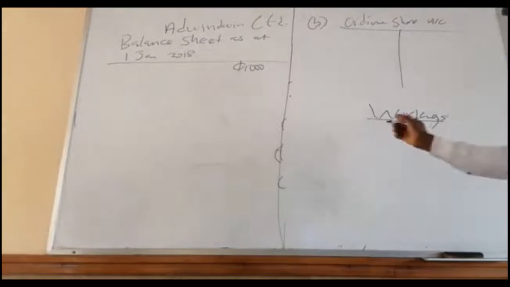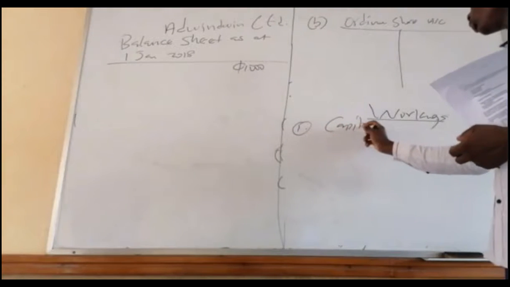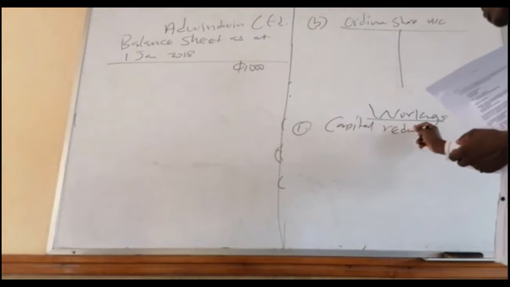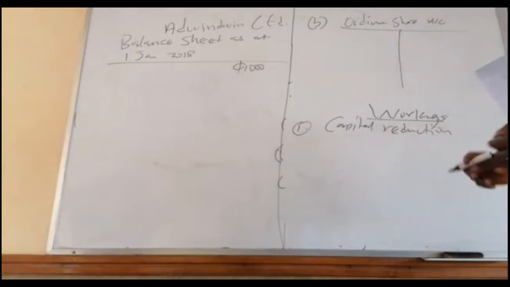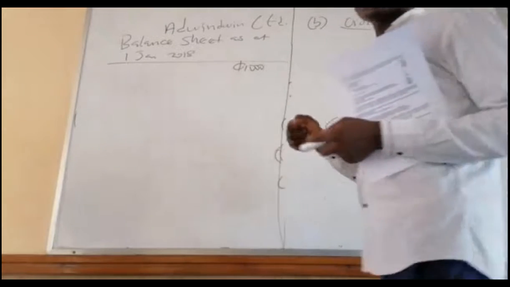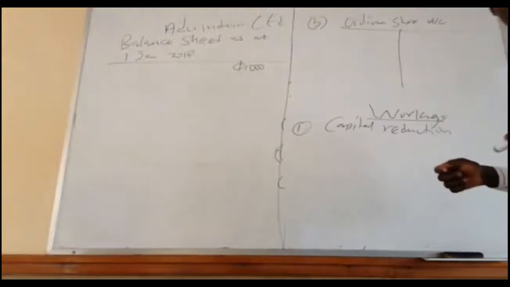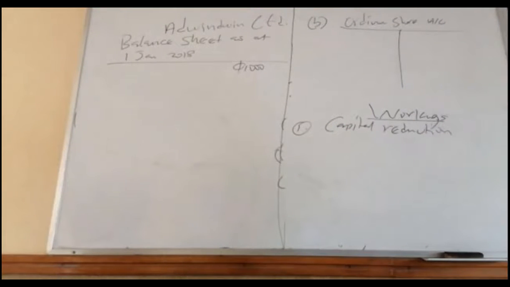Good. So workings number one is what? Capital reduction account. This one is not part of the workings. It's part of the requirement. That was the second requirement. So that we should show the effect on ordinary share capital. That was the number two requirement, the second requirement. Proposed reconstruction scheme.